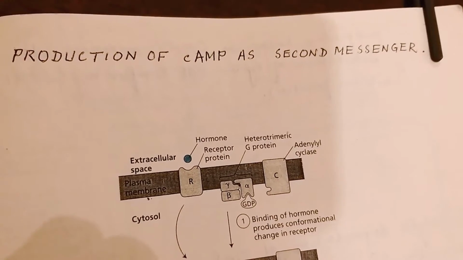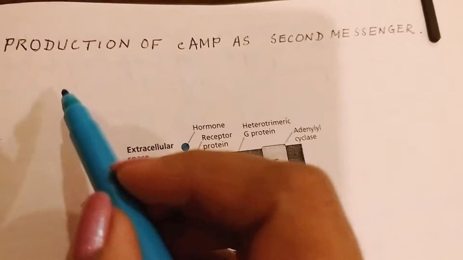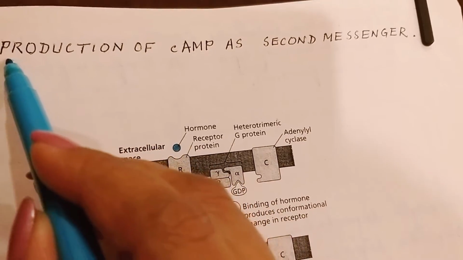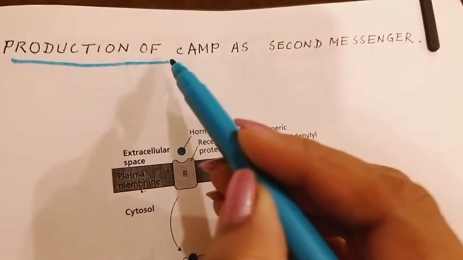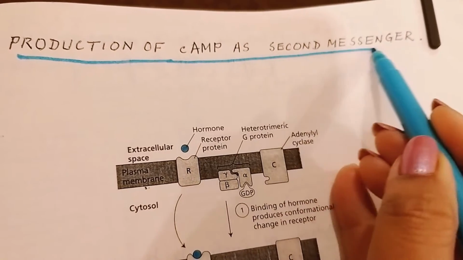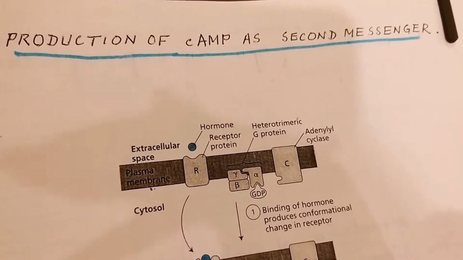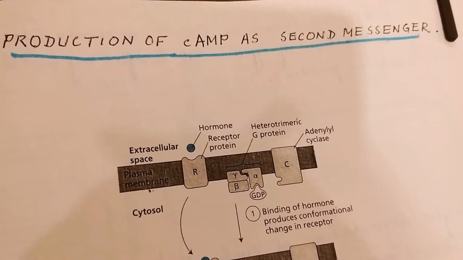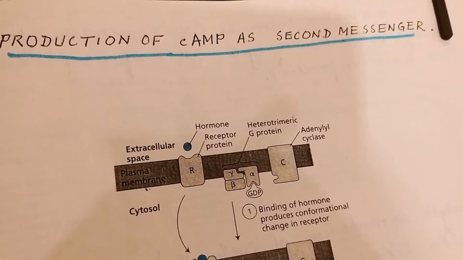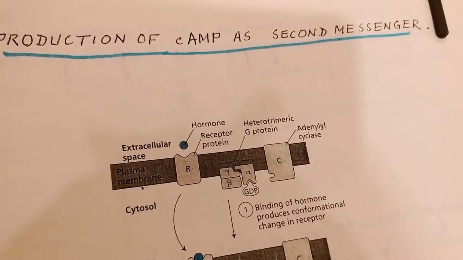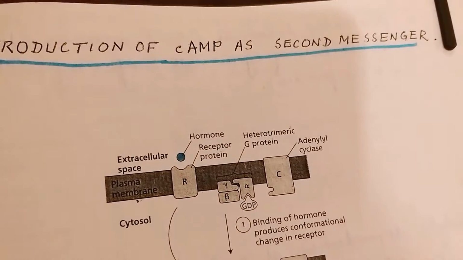Hello everyone. Today we will talk about production of cyclic AMP as second messenger. We will see the cascade of reactions that leads to the production of cyclic AMP, which acts as a second messenger.